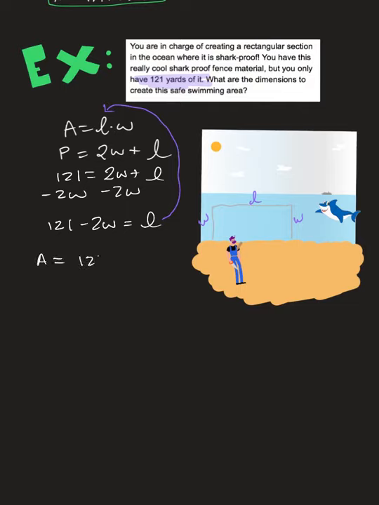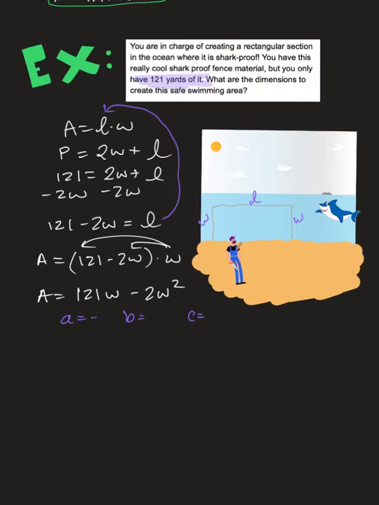We can take this L and substitute it into our area equation. So we get 121 minus 2W, and the whole thing is times W. Okay, we have a binomial times a monomial, so let's use distributive, got arrows. And now we have A equals 121W minus 2W squared, giving us a quadratic. Let's label our A, our B, and our C values. So A is -2, B is 121, and C is 0.